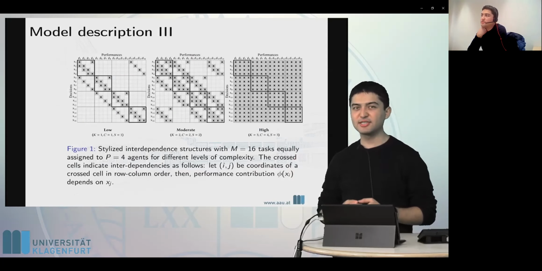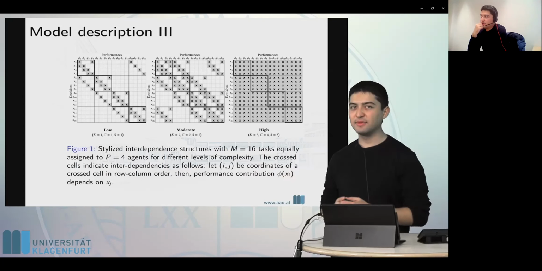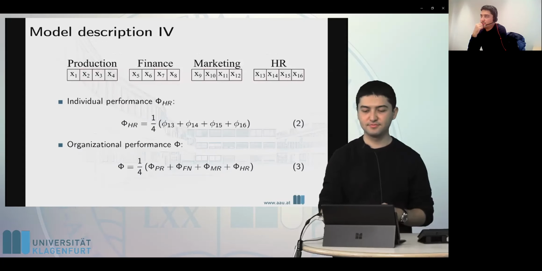This is the interaction matrix, a different way to model the interactions. We are going to focus on low, moderate, and high interdependence levels.